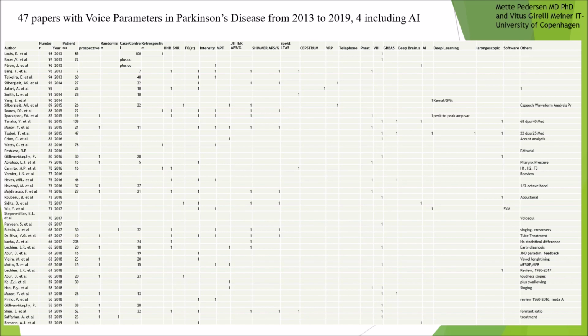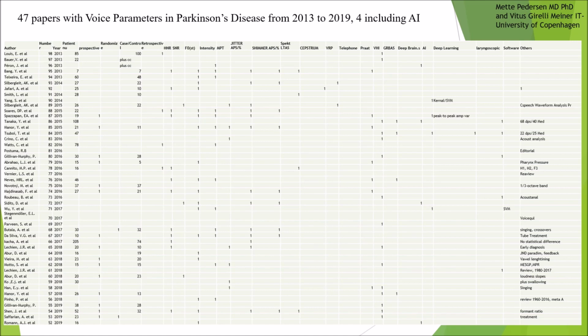First, we organized the papers by whether they were prospective, randomized, case control, or retrospective. And then we ordered them by HNR, SNR, F0 plus standard deviation, intensity, and MPT, which means harmonic to noise, signal to noise ratio, fundamental frequency and standard deviation, intensity in decibel with standard deviation, and maximum phonation time.